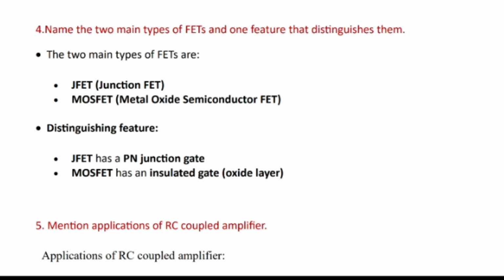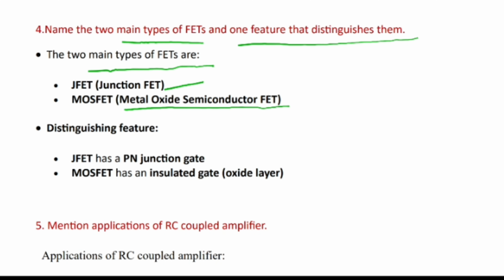Next, mention two main types of FETs and one feature that distinguishes them. There are two main types of FETs. Okay, one is the JFET, the junction FET, and the other is the MOSFET, the metal oxide semiconductor FET. The distinguishing feature: the first one, the JFET, has a PN junction gate, and the second one, the MOSFET, has an insulated gate. It has an oxide layer, as the name itself indicates.